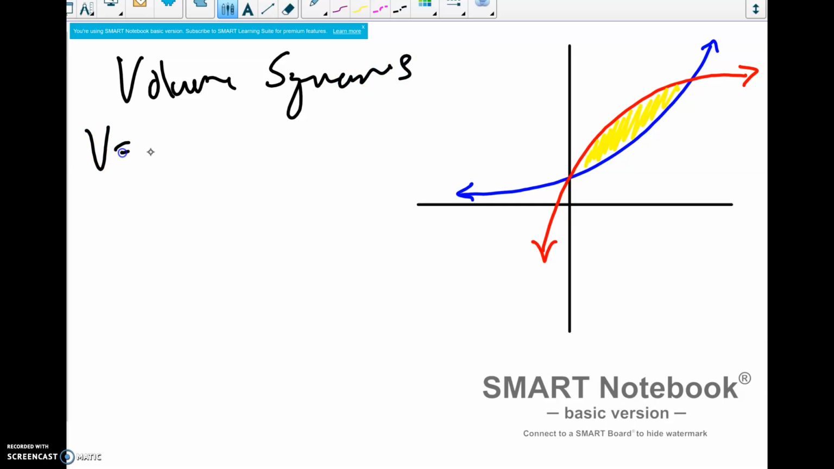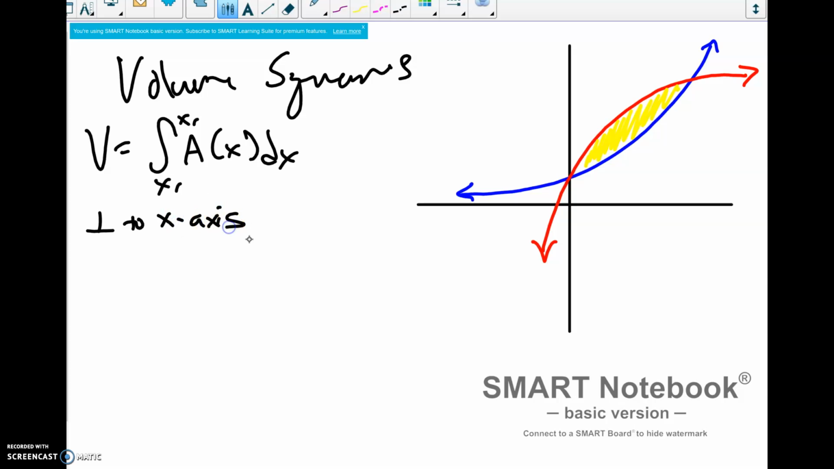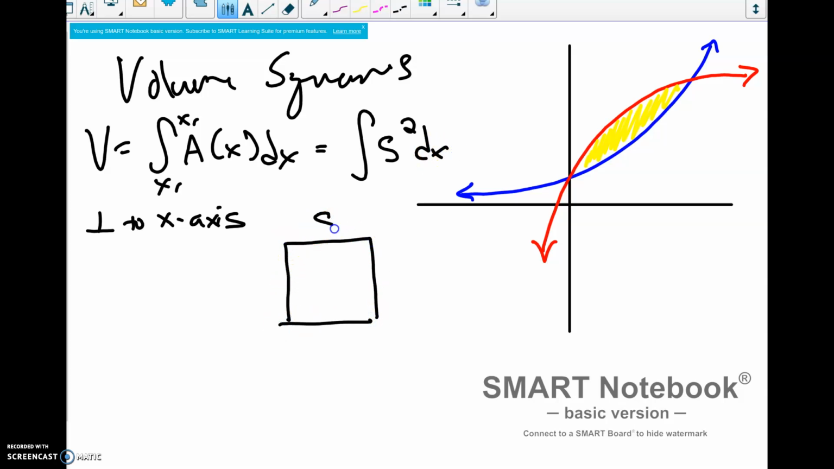Okay, so you know that volume is the integral of area, and it's in terms of x when a cross-section is perpendicular to the x-axis. Okay, and you know that the area formula for a square is side squared, because we have a square and all sides are congruent, right?